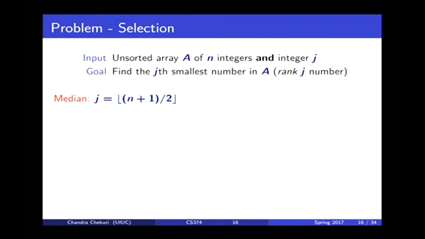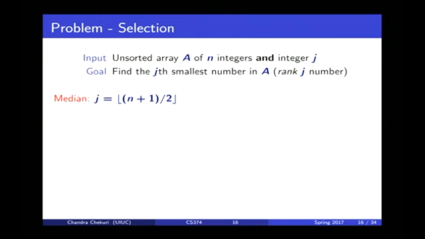If n is 7, it will be 8 over 2, which is 4. But if the array is of size 6, what is the rank of the median? Should it be 3 or should it be 4? This says let's choose 3. It's just a convention. You can call it 3 or 4.